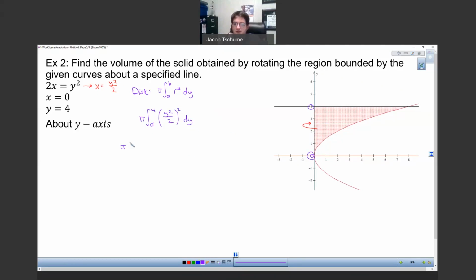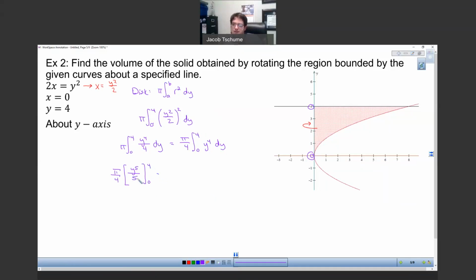So let's go ahead and square that fraction. So we're going to integrate from 0 to 4 of y to the 4th over 4 dy. We can factor that 1/4 out front to make this pi over 4 times the integral from 0 to 4 of y to the 4th dy. And now you can add 1 to the power and divide by the power. So this would be pi over 4 times y to the 5th over 5, evaluated from 0 to 4.